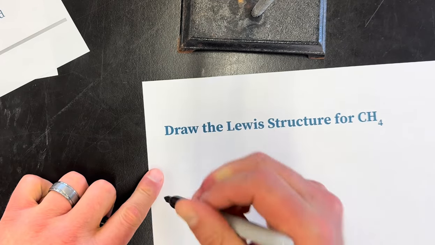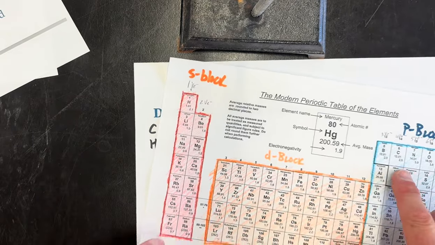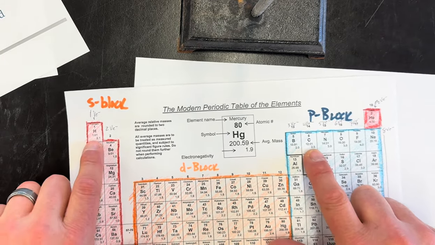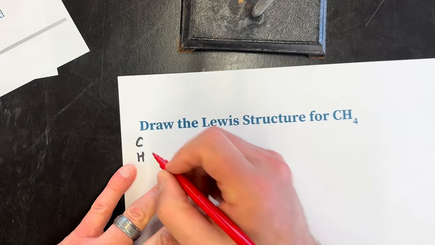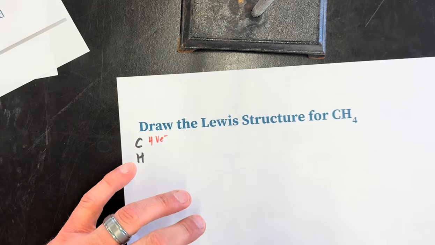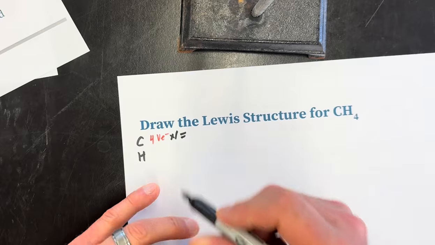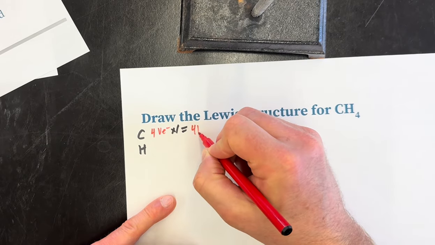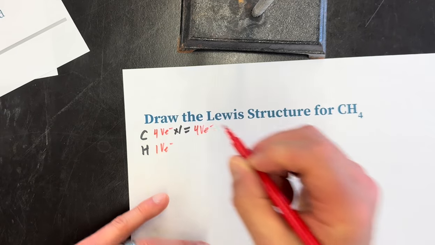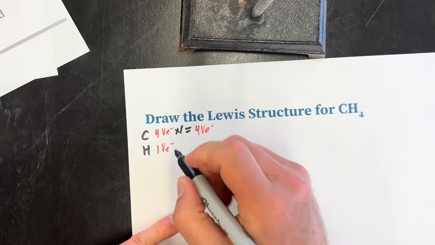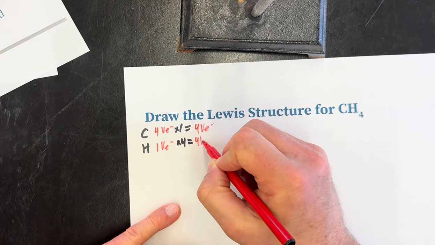So I have carbon and I have hydrogen. According to my periodic table, carbon has 4 valence electrons and hydrogen has 1. So I'm going to take my carbon and say it has 4 valence electrons, and there's only 1 of them, so I'm going to multiply it by 1, which is going to give me 4 valence electrons. Hydrogen has 1 valence electron, but there's 4 of them, so I'm going to multiply it by 4, which gives me 4 valence electrons.